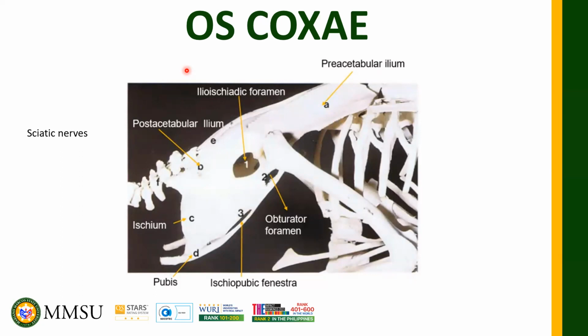Okay? So daanan ito, or it transmits, yung foramen, it transmits yung mga sciatic nerves. Yung pubis is long. Kung makikita natin, it's also long as you can see it here. And it's usually separated from the ischium with the opening of the ischiopubic fenestra. Okay?